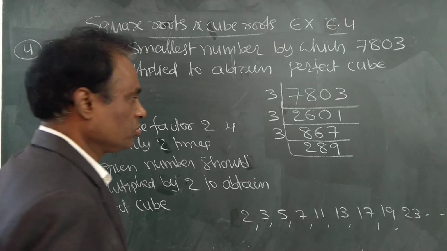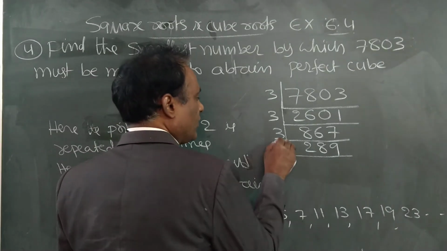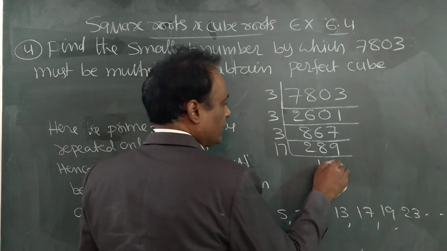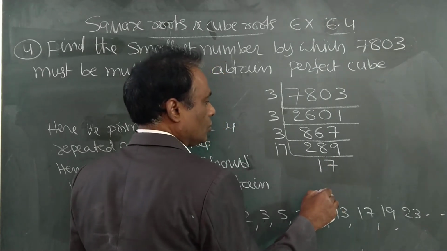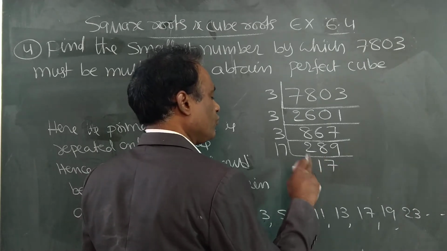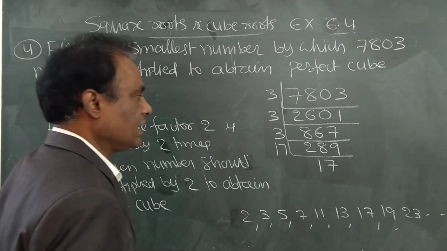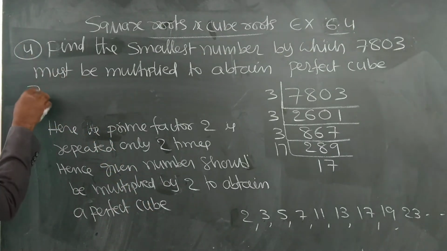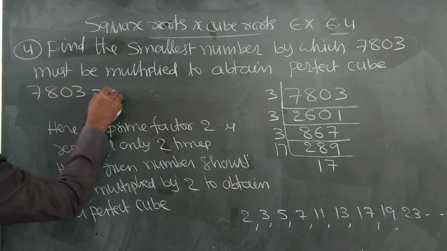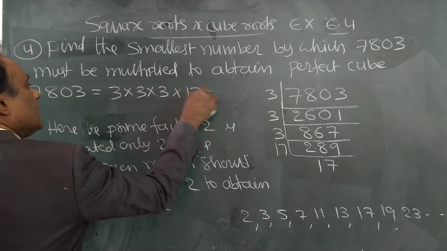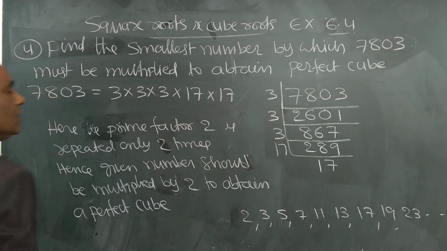17 ones are 17. 119, 17 sevens are 119. So students, 7803 is 3 into 3 into 3 into 17 into 17. 3 into 3 into 3, 17 into 17.